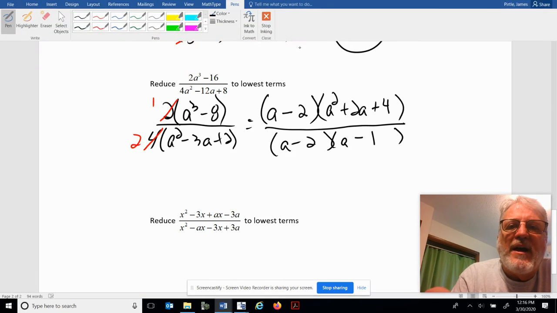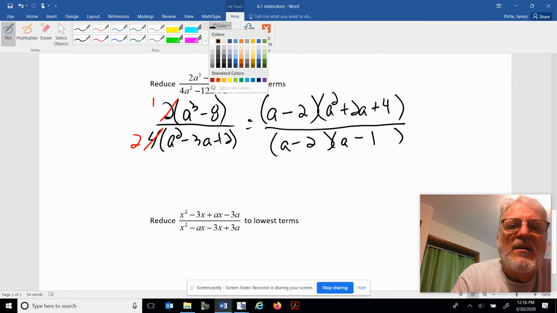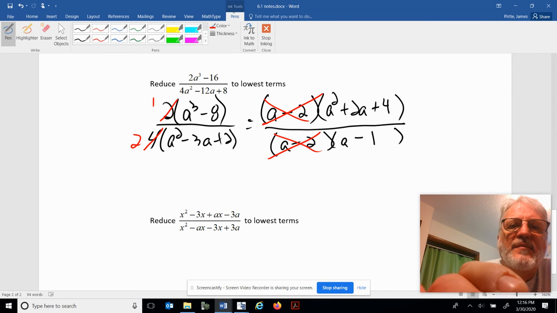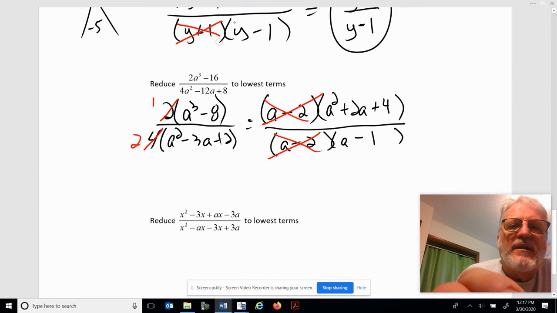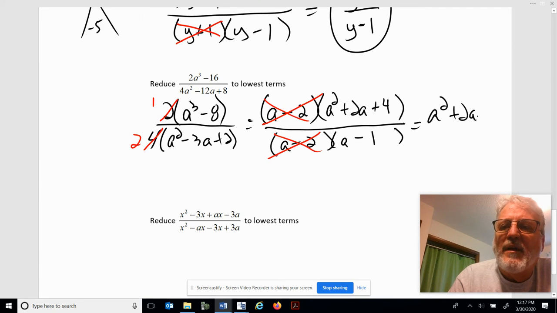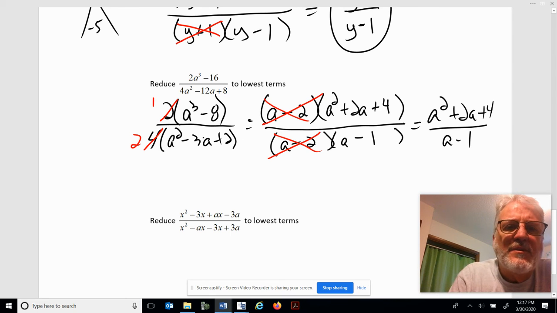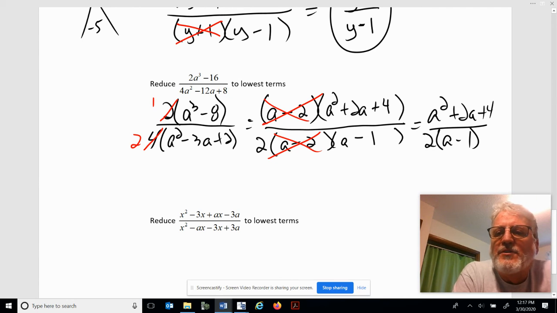So then the factors that cancel are the a minus 2's. So my final answer is a squared plus 2a plus 4 over a minus 1. Oh yeah, I forgot about that 2. The 2 just kind of comes along for the ride. And you can distribute that 2 if you want. You could call the bottom 2a minus 2 if you want, but usually we just leave it.